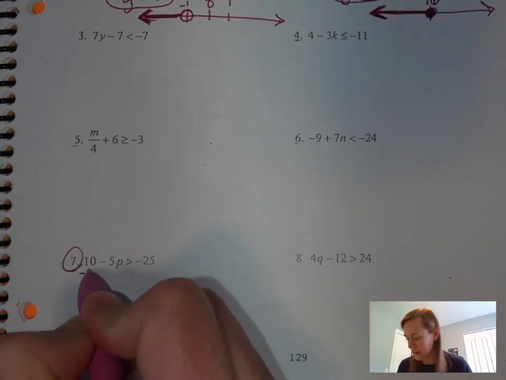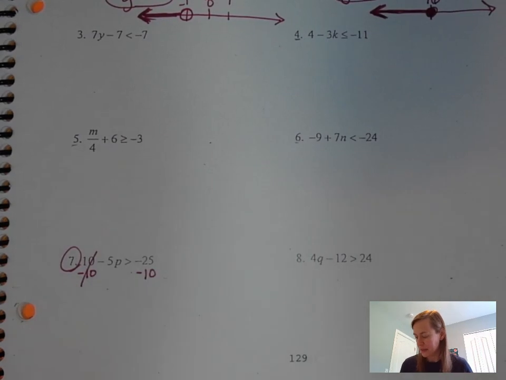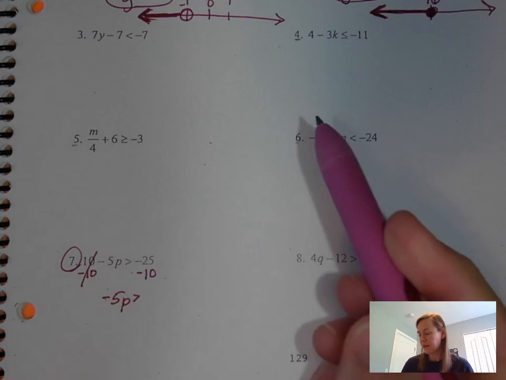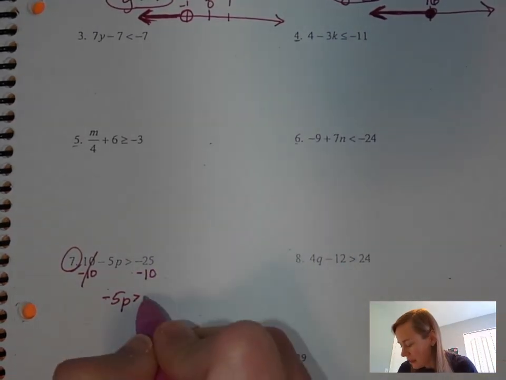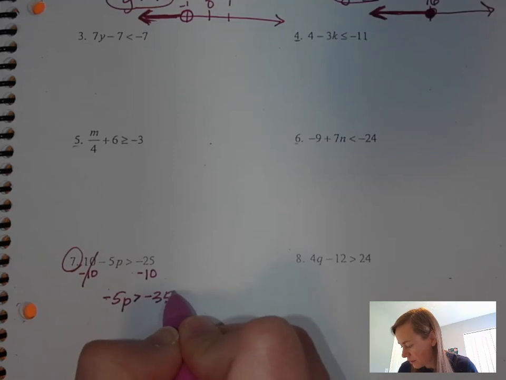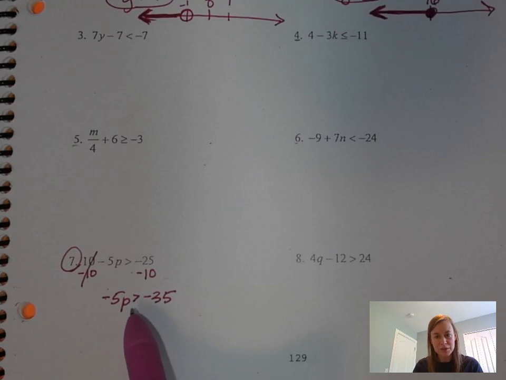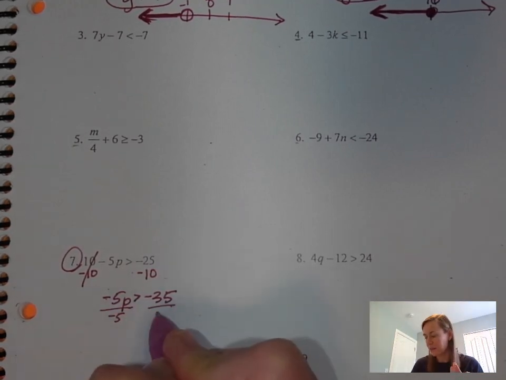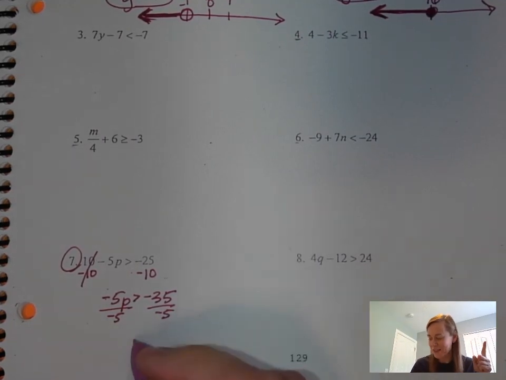We're going to get rid of it by subtracting on both sides. That will cancel out to 0. We're left with -5p is greater than, let's see, -25 minus 10, same signs, add and keep. We're going to get -35. Okay, now we need to get rid of this -5 that's being multiplied to the p. We're going to get rid of it by dividing. And look at us, we're dividing by a negative number, so what should we remember? Yes, flip that sign. I'm going to go ahead and do that right now.